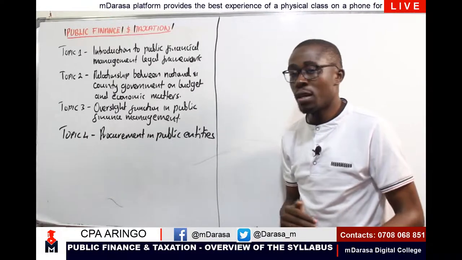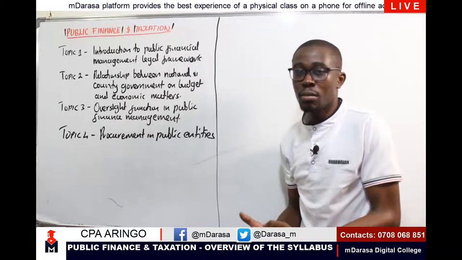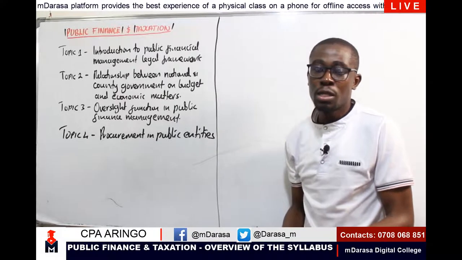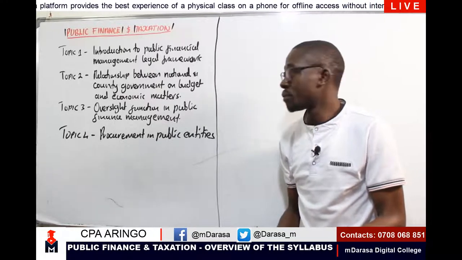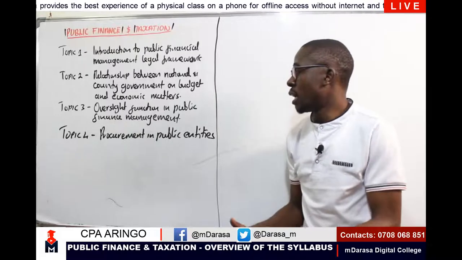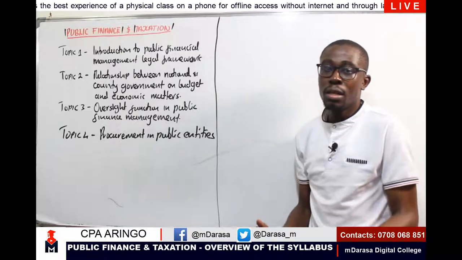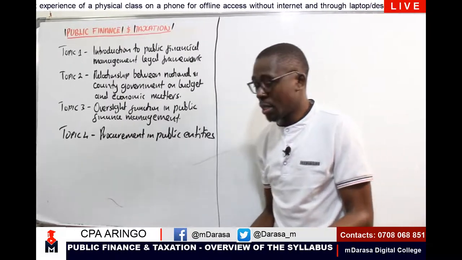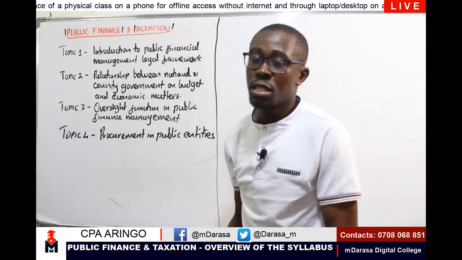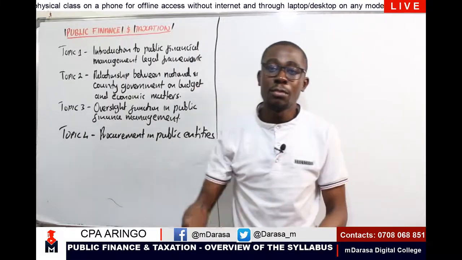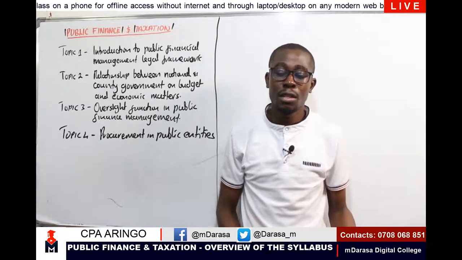In the same case, we'll find that we normally talk of various systems like IFMIS. We talk about other systems within the public sector, which have been set up to make sure that the tendering process is done very correctly. The aspect of the procurement process is done very correctly.